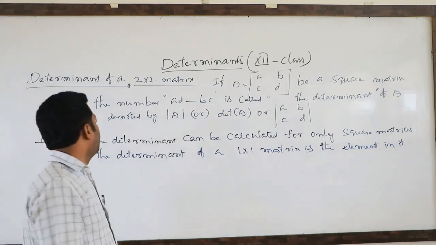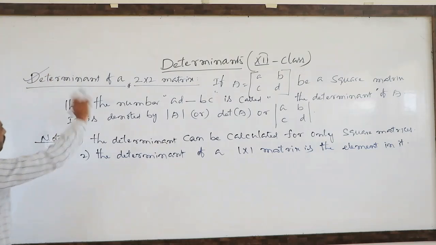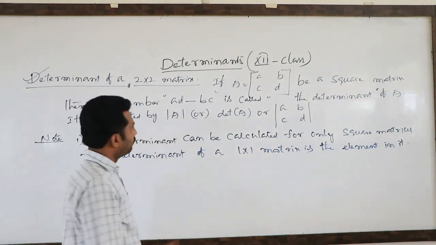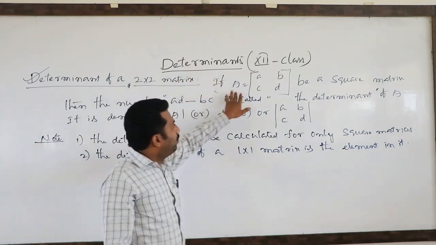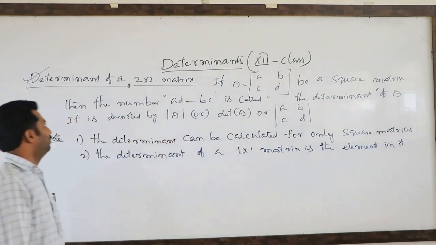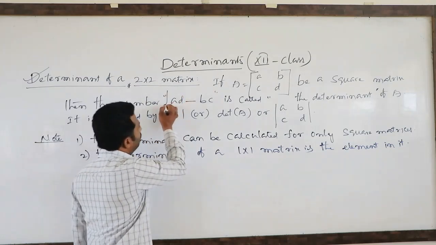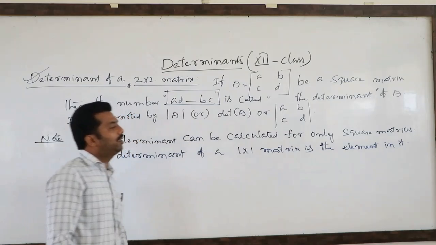Okay. Now what is the determinant of a square matrix of order 2 by 2? Just I am taking, if A equals [a b; c d], one square matrix of order 2 by 2, the number ad minus bc is called the determinant of A.